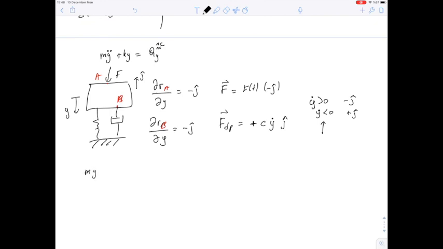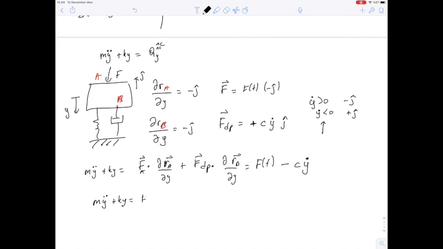Alright, so basically then I've got m y double dot plus ky is equal to F dot partial r_A partial y plus F dashpot inner product with partial r_B partial y. From the first one we've got F of t, which makes sense because if F is positive, it's going to increase y. And for the second one, we will have minus c y dot. So the overall equation of motion is m y double dot plus ky is F of t minus c y dot, that is, m y double dot plus c y dot plus ky is F of t.